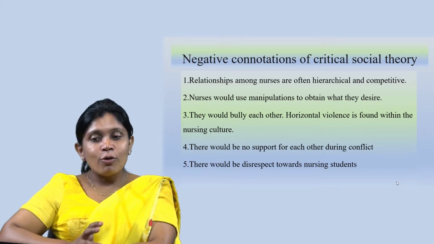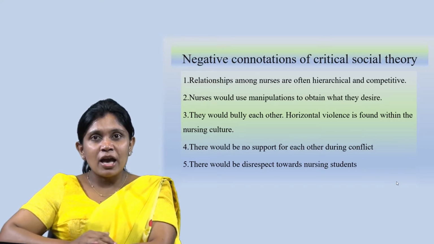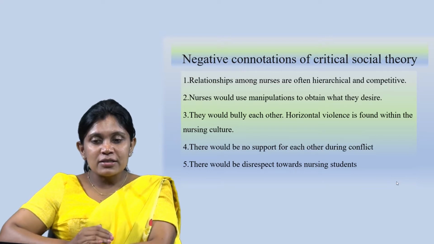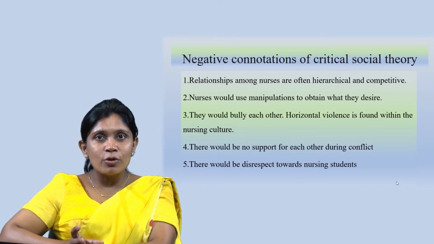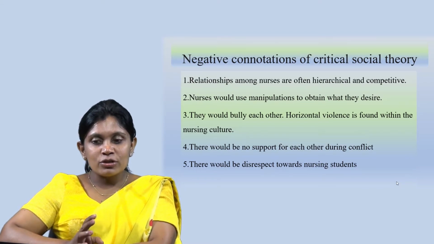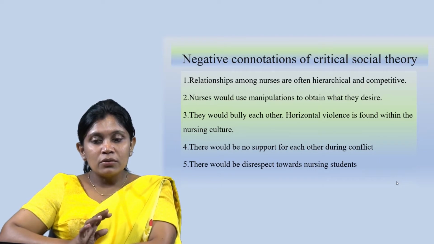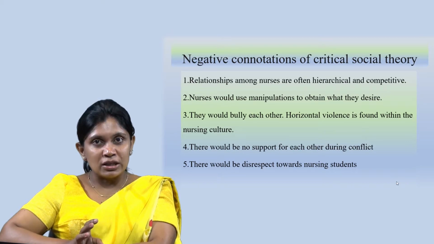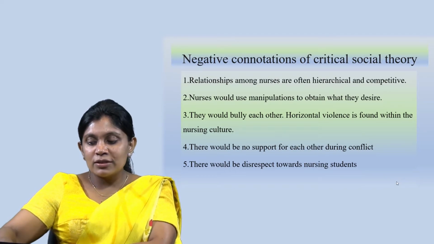Relationships among nurses are often hierarchical and competitive. It is very bureaucratic, like the hierarchy we have in the nursing profession. And nurses would use manipulation to obtain what they desire. Sometimes in a good manner or a bad manner, somehow they are going to achieve what they want. And they would bully each other. Horizontal violence is found within the nursing culture. And there would be no support for each other during conflict. Everybody needs to safeguard themselves. Then there would be disrespect towards nursing students.